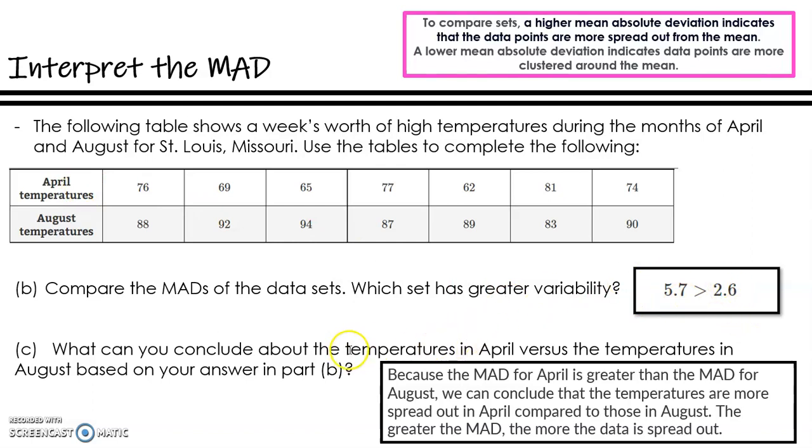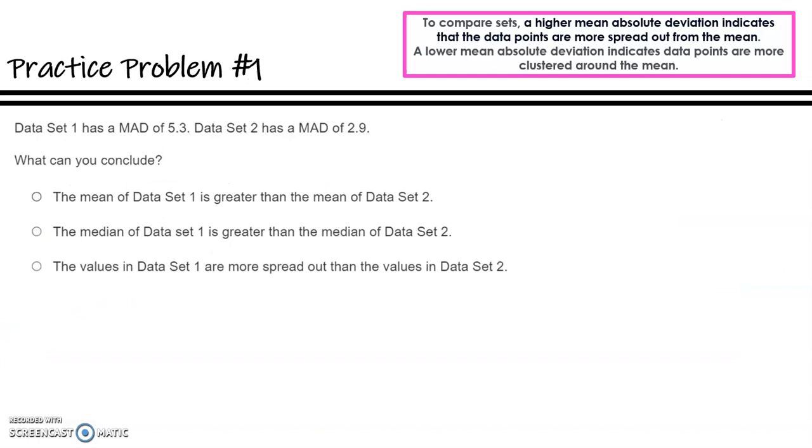Okay, what can you conclude? Because the MAD for April is greater than the MAD for August, we can conclude that the temperatures are more spread out in April compared to those in August. The greater the MAD, the more the data is spread out. Okay, so the temperatures in August were much more consistent and close together day to day, where you see in April, we have 70s, 60s, 60s, 70s, and we even go up to the 80s. Okay, so go ahead and pause the video and try number 1.